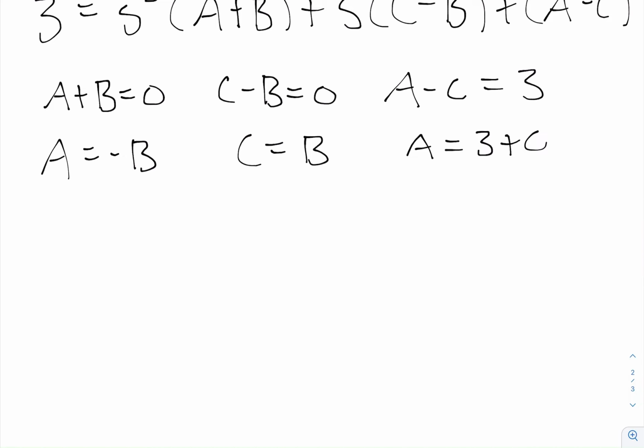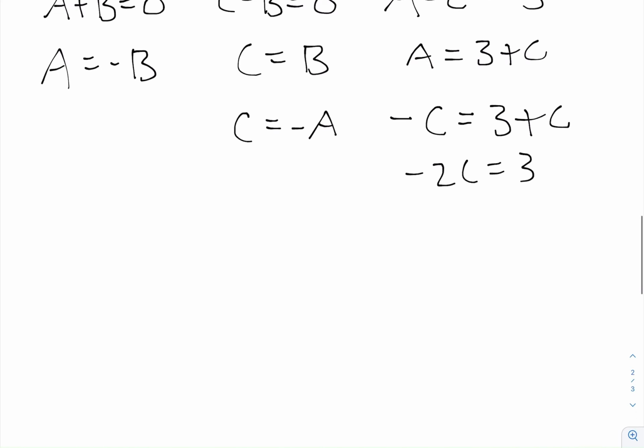If A is negative B, well, that means that C equals negative A, because B is just negative A. And if C is negative A, well, this must mean that negative C equals 3 plus C. So then we're going to subtract C on both sides, so negative 2C equals 3. And if we divide by negative 2 on both sides, we're going to get C is negative 3 over 2.